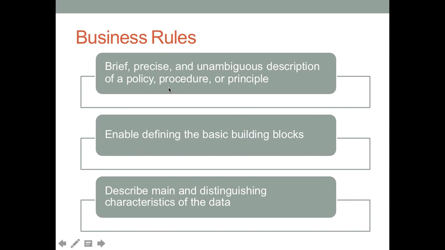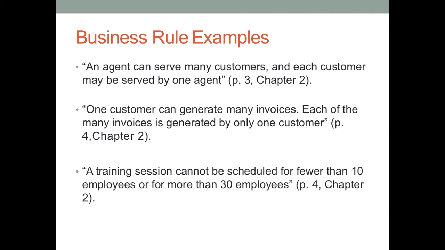Business rules are brief, precise, and unambiguous descriptions of policy, procedures, or principles. From a database point of view, the connection of data becomes meaningful only when it reflects properly defined business rules. Properly written business rules are used to define the entities, attributes, relationships, and constraints. So here is a list of business rule examples.